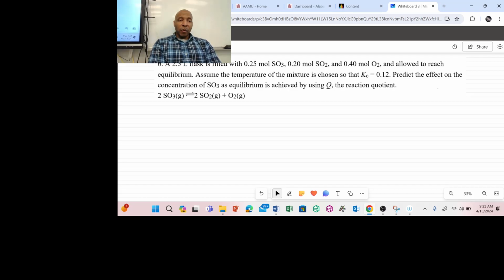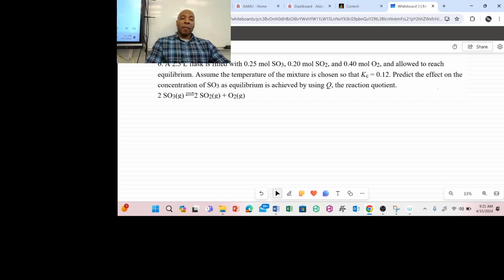So let's see. A 2.5 liter flask is filled with 0.25 moles of SO3, 0.20 moles of SO2, and 0.40 moles of O2, and are allowed to reach equilibrium. Assume the temperature of the mixture is chosen so that the Kc is 0.12. Okay. Predict the effect on the concentration of SO3 as equilibrium is achieved by using Q, the reaction quotient.